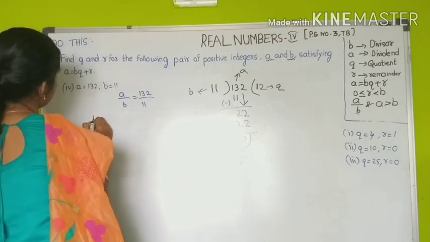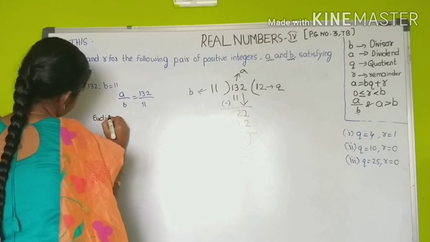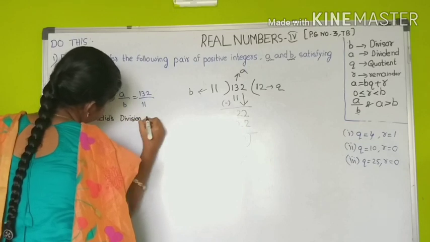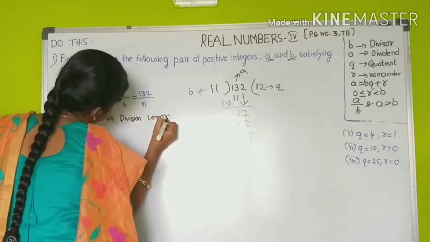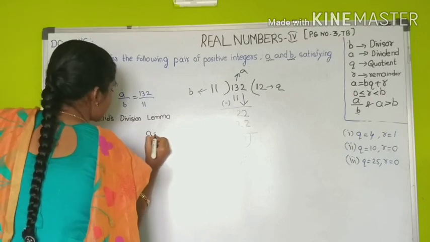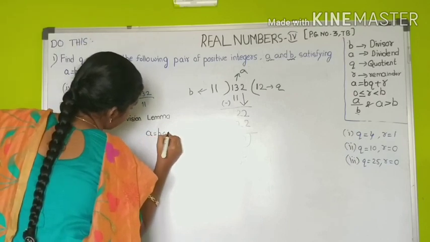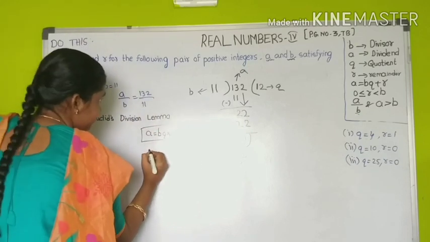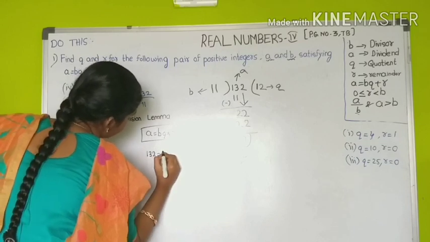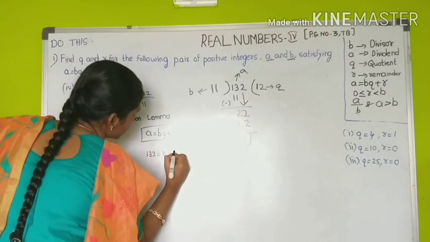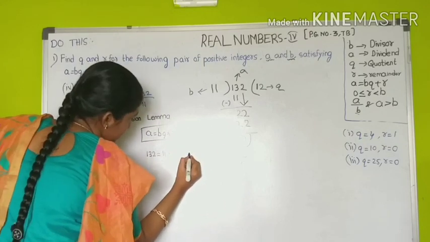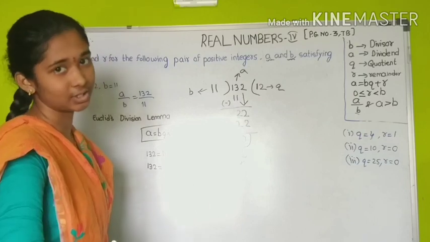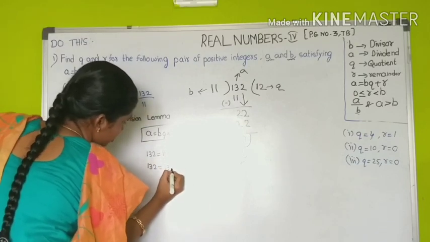And now we write the same Euclid's division lemma. What's the Euclid's division lemma equation? A is equal to B into Q plus R. Box it. Now we need to denote these values. Here A is equal to 132, B is equal to 11, and Q is equal to 12, and plus the remainder is 0. And we all know that 11 twelves are 132. So we write here 132. 132 plus 0 is always 132.